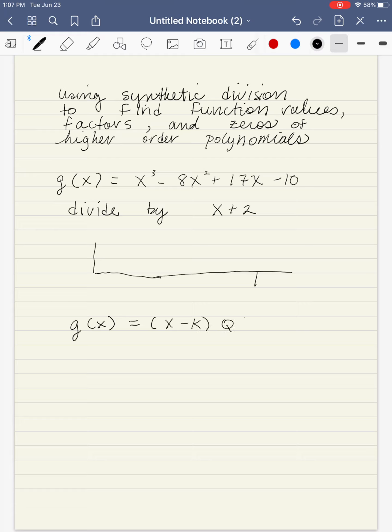Go ahead and write your answer in the form we looked at last time. That was g of x equals what we're dividing out, the x minus k, times the quotient that we get, plus the remainder. So go ahead and do your synthetic division and then write your answer out in this form. Pause the video, do that work, and then start the video again.